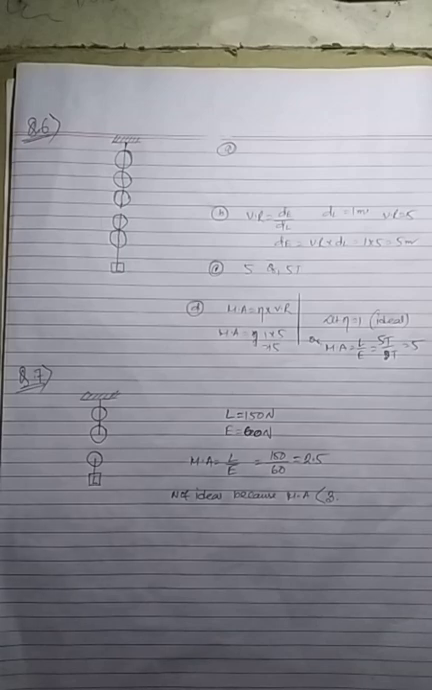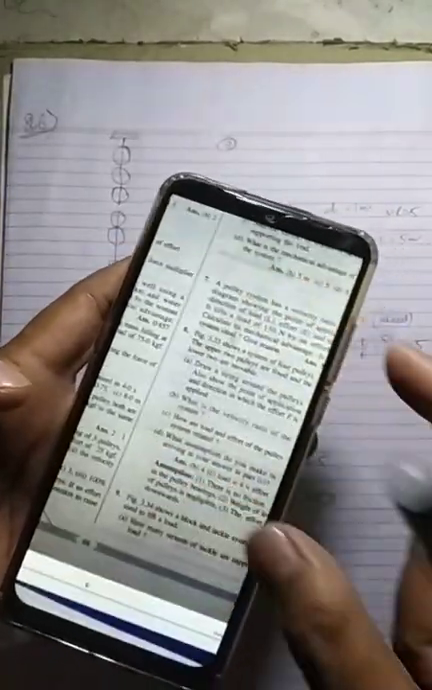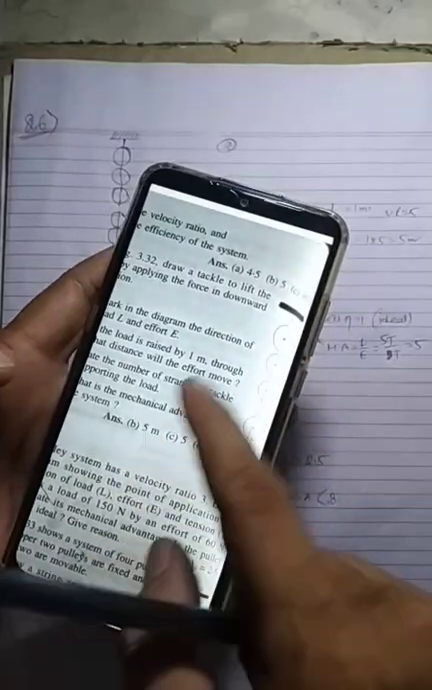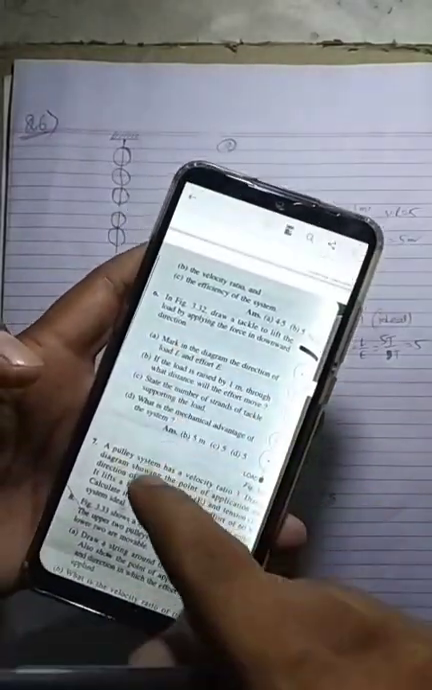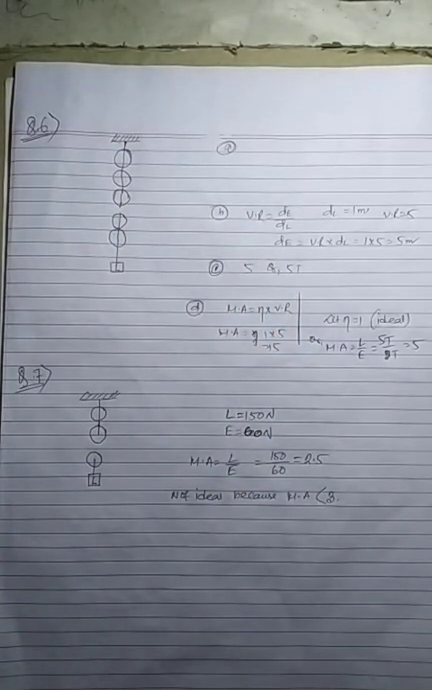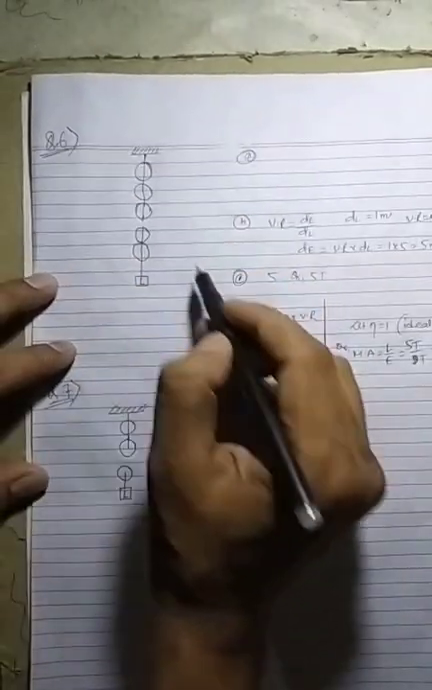Last two questions, question 6 and question 7. Question number 6, here I am showing you once. Here you can see this one, and question number 7 I have also solved. Just see this structure given in your book. Mark the diagram; here you have to see the rope.